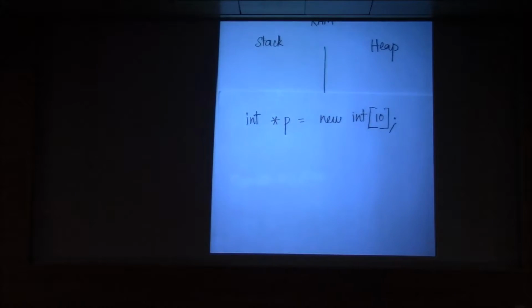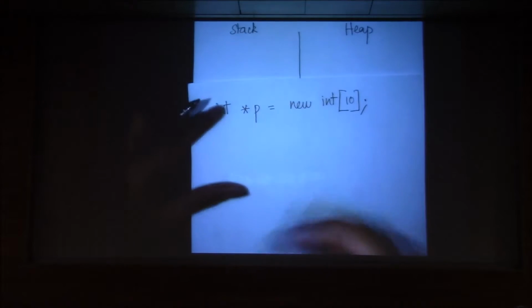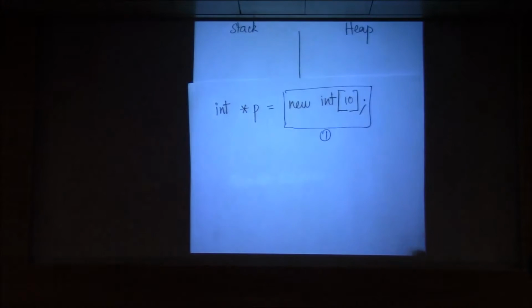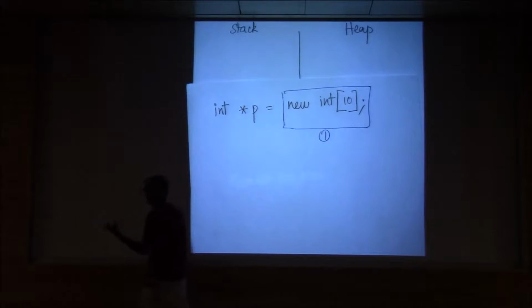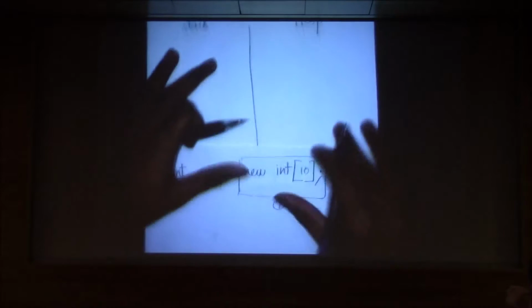this code in C++ just means the following. We'll go one by one. First, the right hand side: this syntax is very similar to Java. We say new int of 10, which just means allocate memory for storing 10 integers.